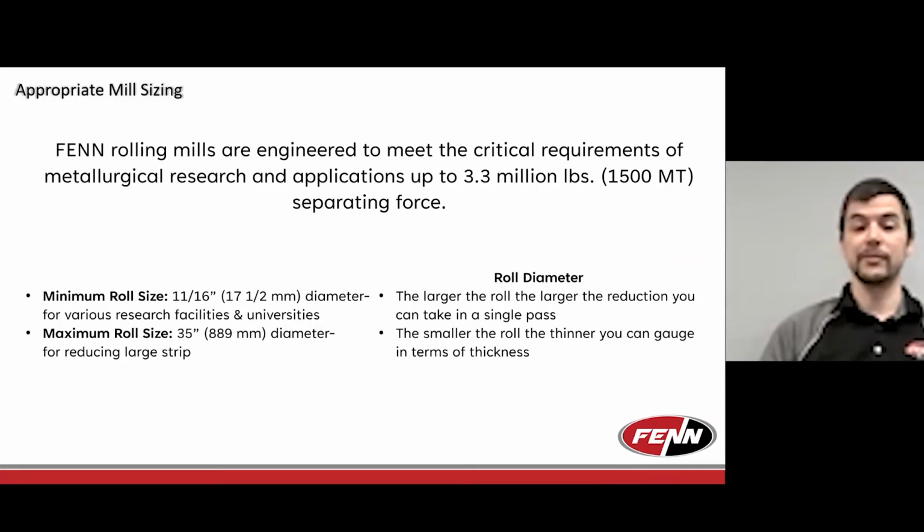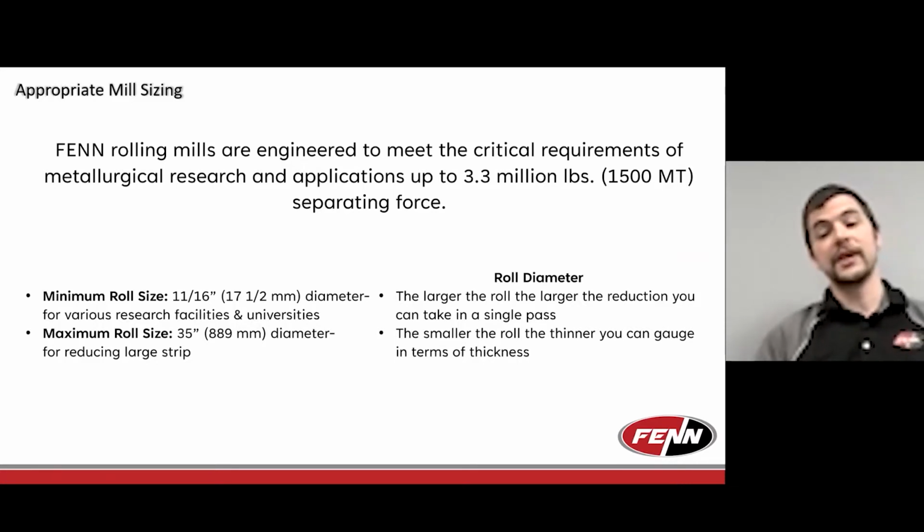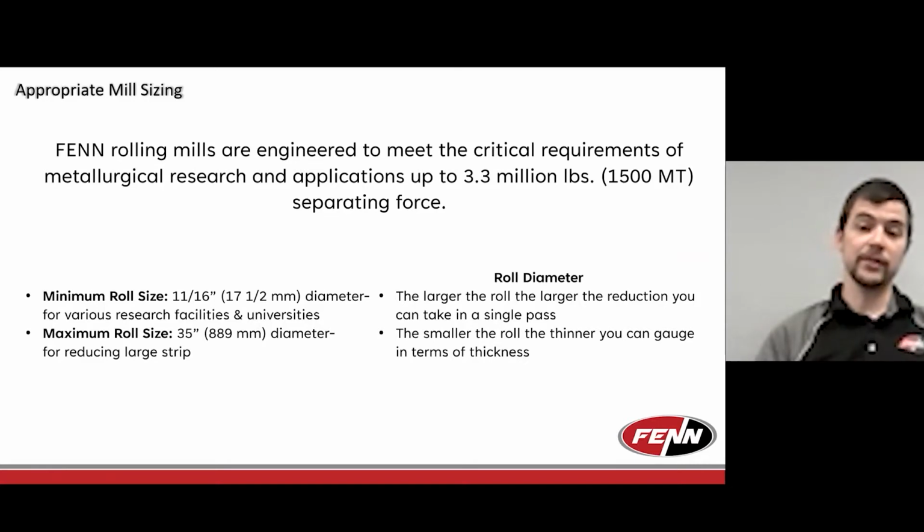In terms of running small, we've done rolls as small as 11/16, and we've actually even done some a little bit smaller, but our standard minimum is around 11/16. And to give an idea on the smaller end of the spectrum of what drives the needs there, there are a few factors. The biggest thing is your roll diameter, which has a direct correlation to both the max thickness you can take in a single pass in terms of total reduction, as well as how thin you can gauge.